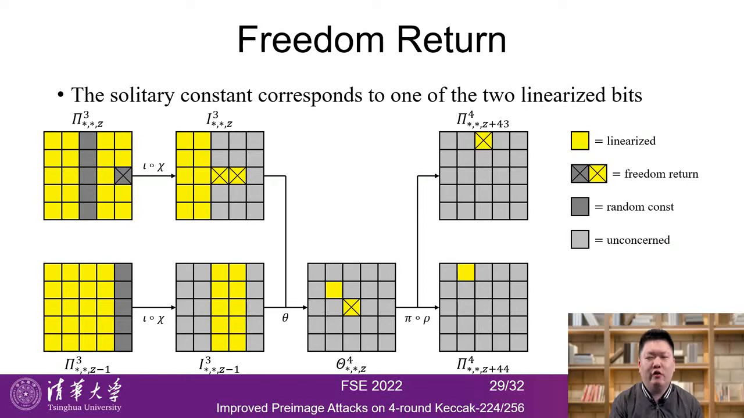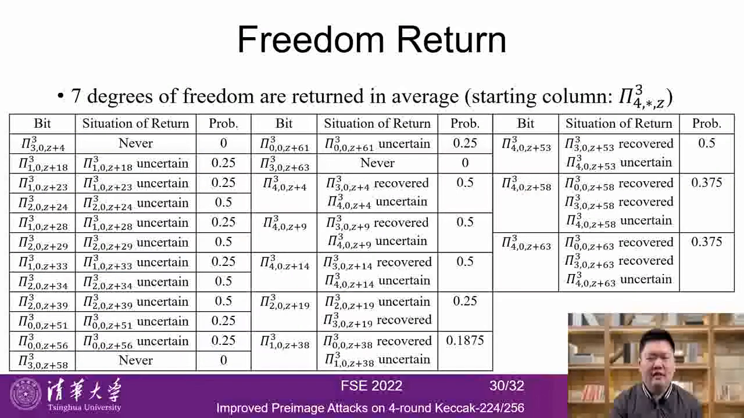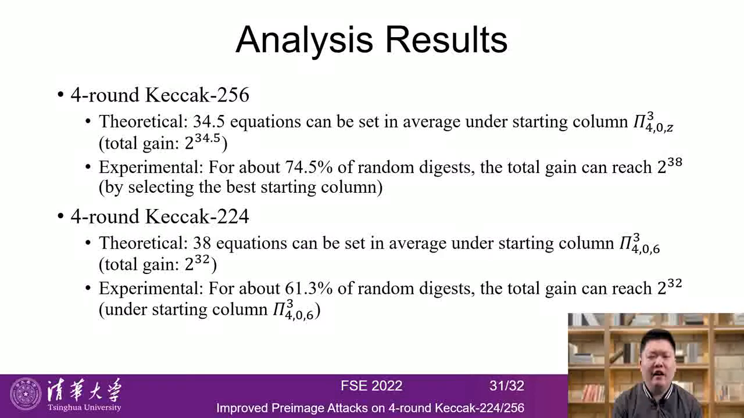If we find no effective equations can be set on such kind of bits, we can return the freedom by deleting the equations of setting solitary constants. Since we linearize 56 bits in pi fourth, 28 of them may return freedom. Among these bits, 6 have been bound in zero coefficient pairs and cannot apply freedom return. This table summarizes the situations of freedom return for remaining 22 bits under starting column pi third 40z. It is concluded that 7 degrees of freedom can be returned in average. Finally, by carefully calculating the probability of each combination, we get the analyzed results as below.